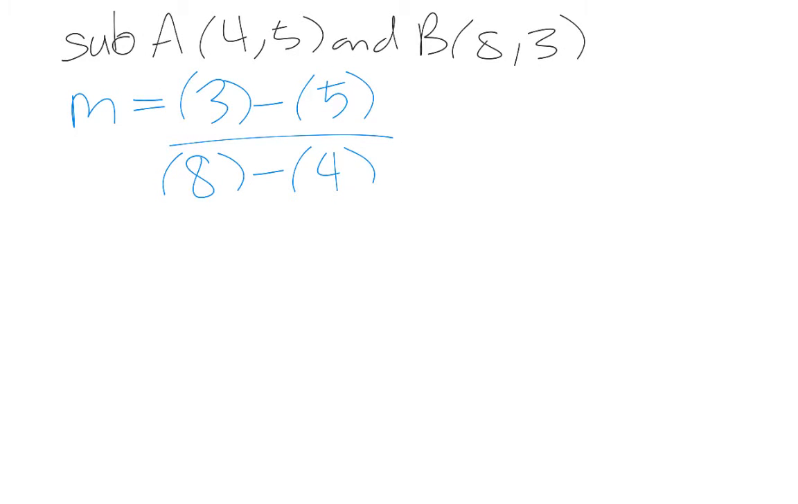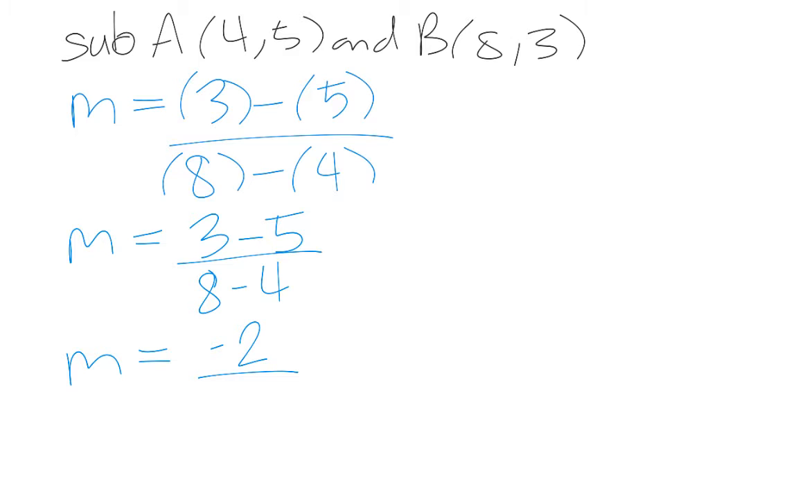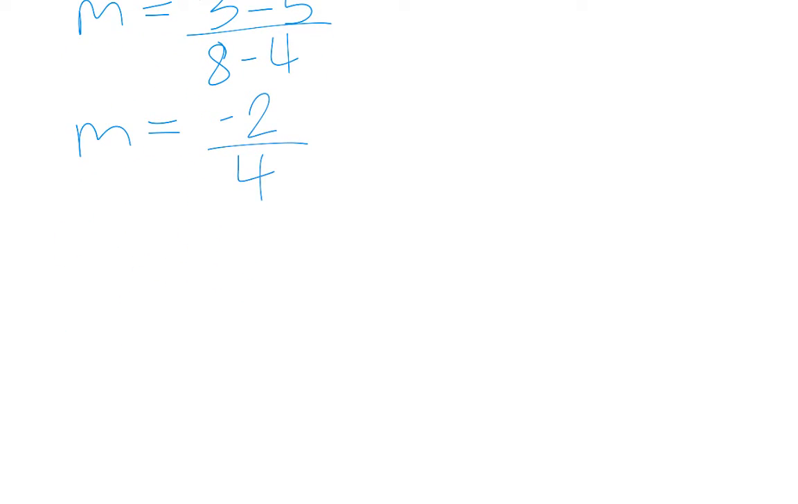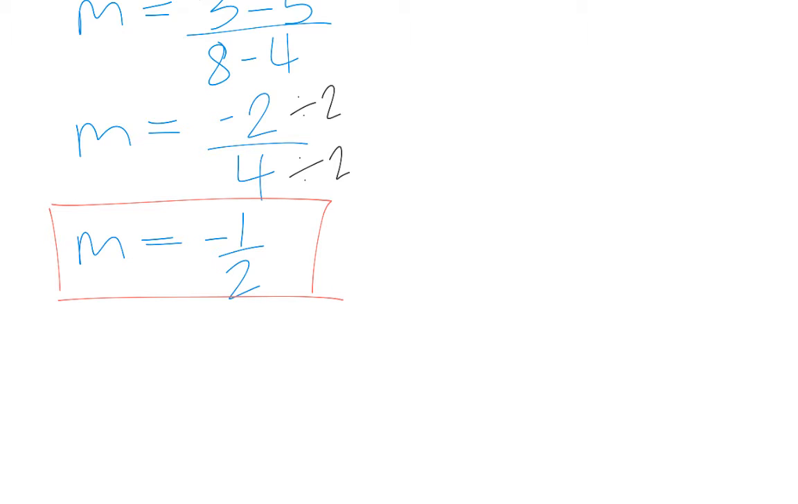Let's simplify some of these numbers. We can take everything out of the brackets, and this should be pretty simple. 3 minus 5 is -2, and 8 minus 4 is 4. We can simplify this fraction. -2 over 4 simplifies into -1 over 2. How exactly do we do that? Well, I divide both the top and bottom by 2. Therefore, our slope is -1 over 2.